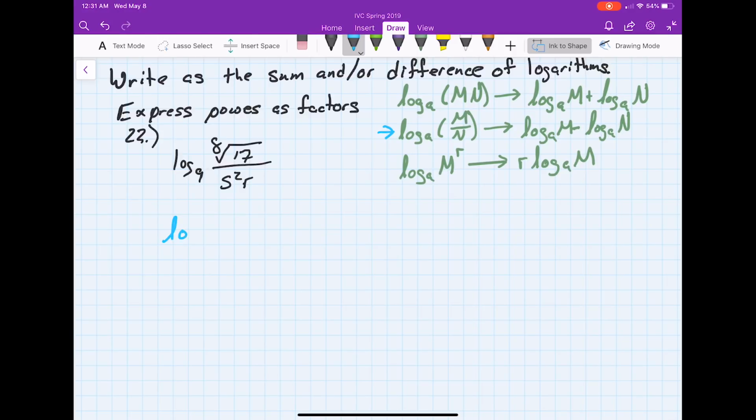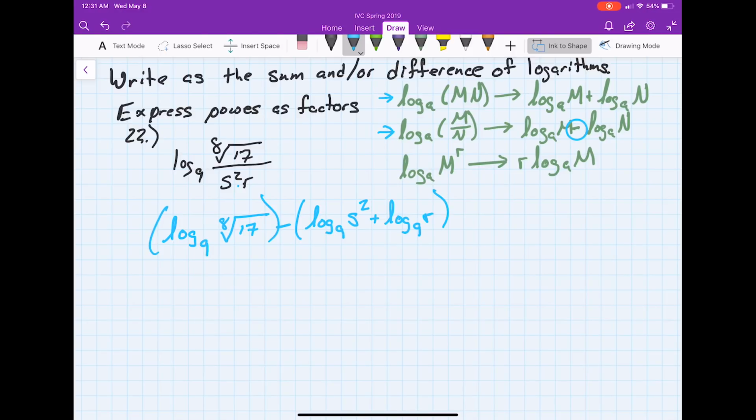So we have log base 9 of the 8th root of 17. And that's one portion. Since this is one portion, the bottom is the second portion. So we'll do log base 9 of s to the second. And since in the bottom we have this multiplication going on, that is like our first rule up here. So I'm just going to say plus log base 9 of r.